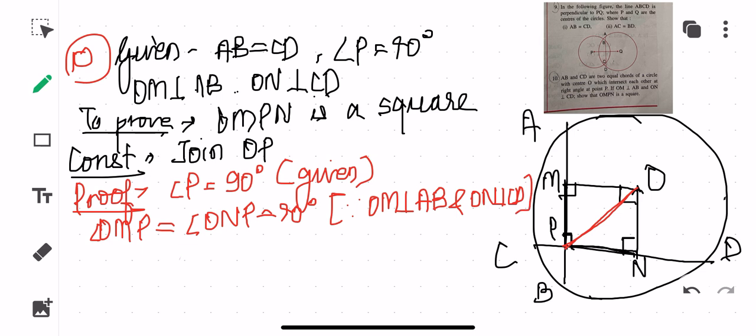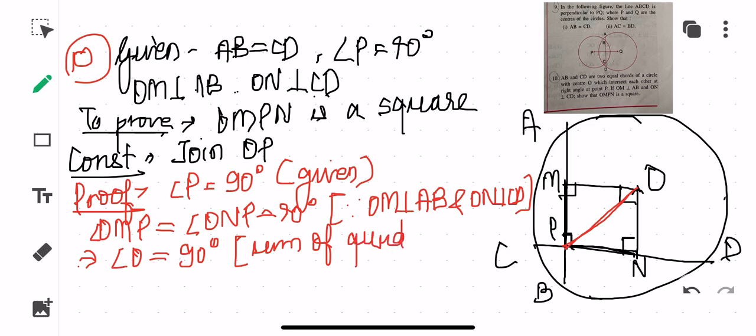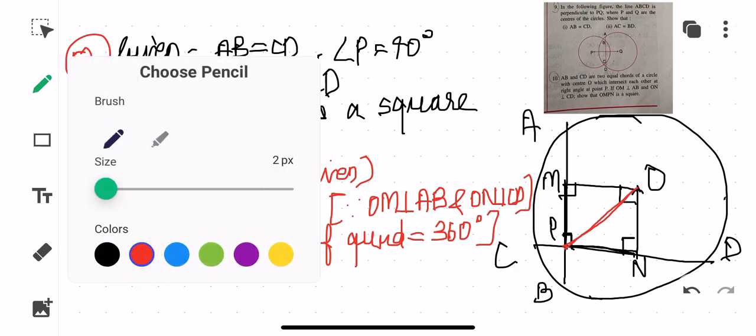Okay, so you conclude that, so this implies what? This implies that angle O will also be equal to 90 degrees. Why? Because the sum of angles of a quadrilateral is always equal to 360 degrees. So if three of the angles are 90 degrees, it is understood, children, that the fourth angle also will be 90 degrees. Okay, so why are we doing this?